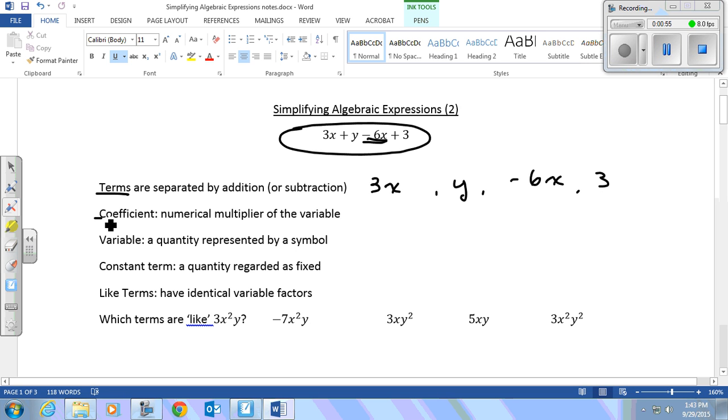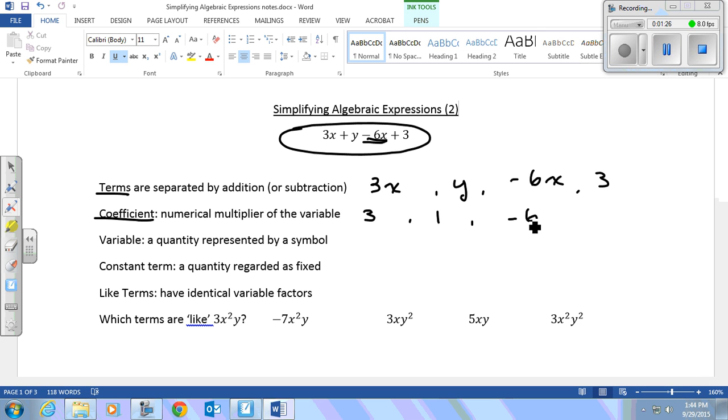The coefficient is the numerical multiplier of the variable. So in the example of 3x, the coefficient is 3. In the example of y, the coefficient is 1. We never write the coefficient 1, but it's assumed when you see a variable by itself, it's 1y or 1x. The coefficient of the third one is negative 6. Okay, and the last term here does not have a coefficient because it's not a variable.